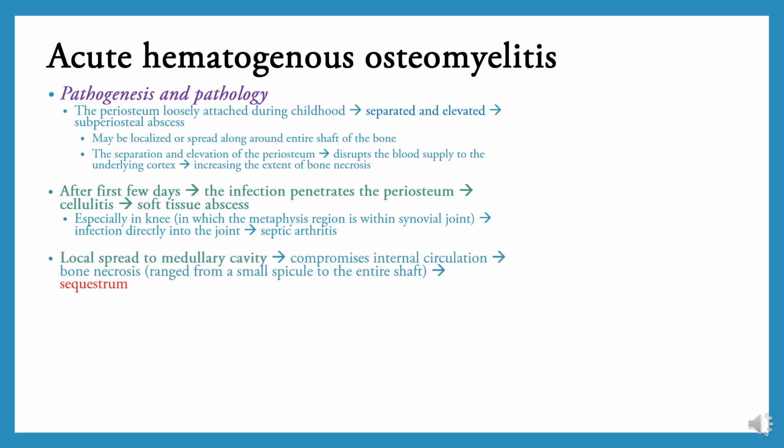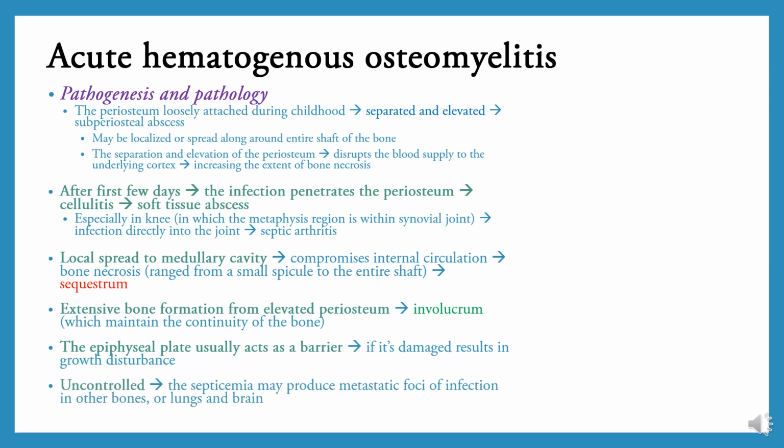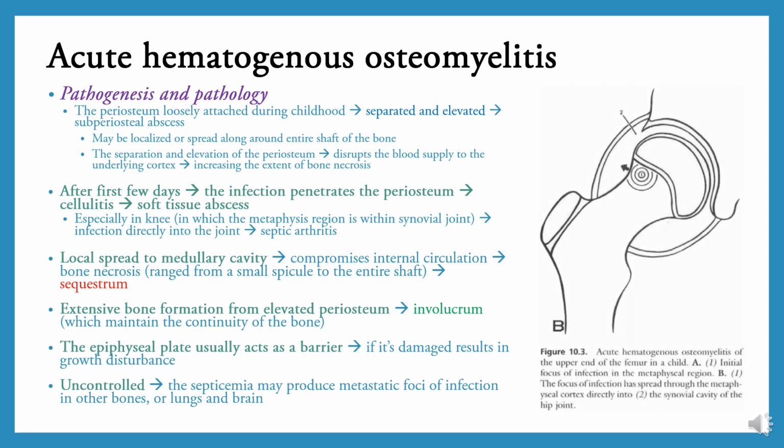There is also local spread to the medullary cavity, and extensive bone formation from elevated periosteum. The epiphyseal plate usually acts as a barrier; if it is damaged, it results in growth disturbance. If it is uncontrolled, the septicemia may produce metastatic foci of infection in other bones, lungs, and brain.